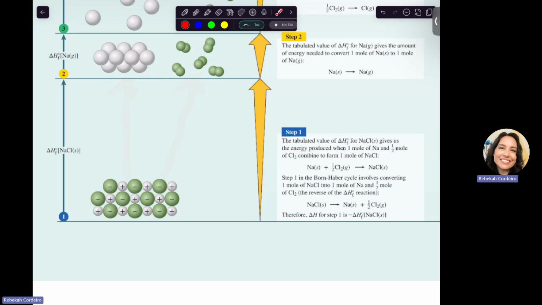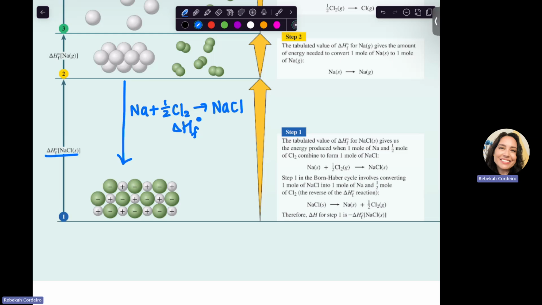So basically it's the opposite of the formation of sodium chloride. If we think about the reaction going down, that's the formation reaction: sodium plus 1/2 chlorine makes sodium chloride. So it's a delta HF, the enthalpy of formation for sodium chloride. However, we're trying to go up.